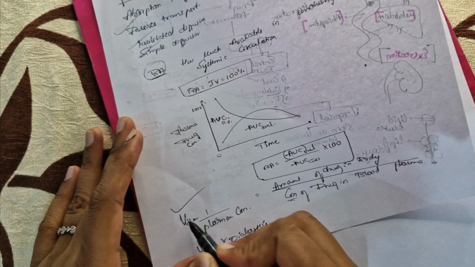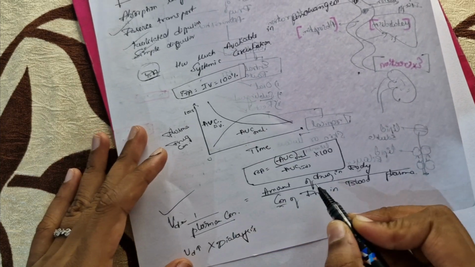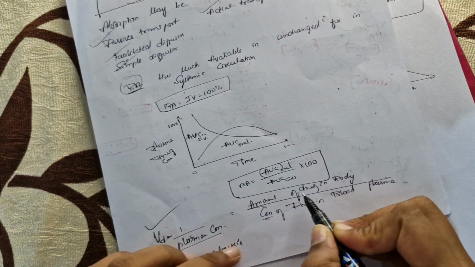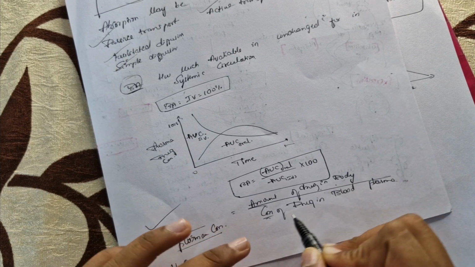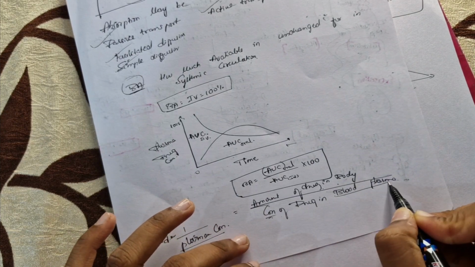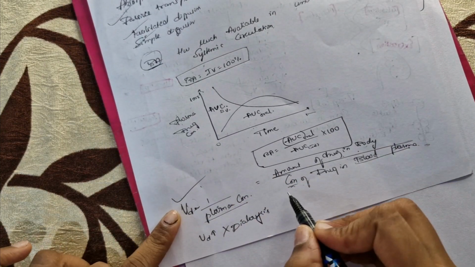So volume of distribution is inversely proportional to the plasma concentration, as the volume of distribution formula is the amount of drug in the body divided by the concentration of the drug in the blood plasma. So it is inversely proportional.